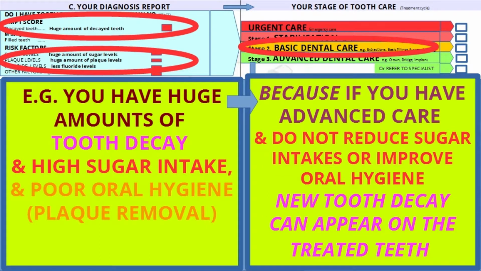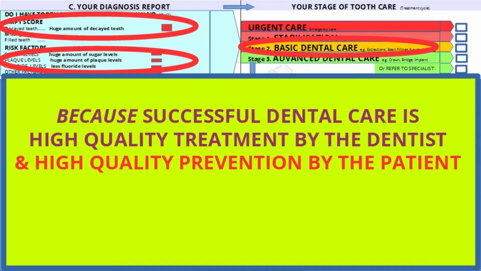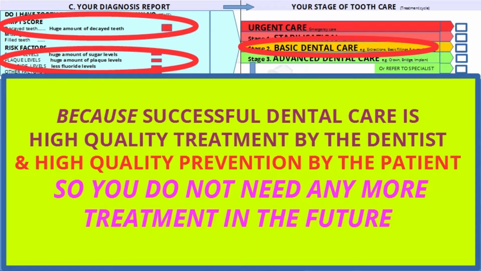Because if you have advanced care and do not reduce sugar intakes or improve oral hygiene, new tooth decay can appear on the treated teeth. Because successful dental care is high-quality treatment by the dentist and high-quality prevention by the patient. So, you do not need any more treatment in the future.